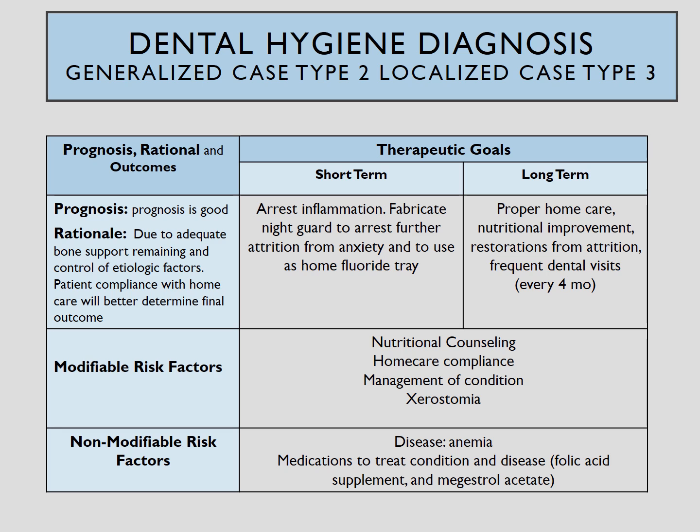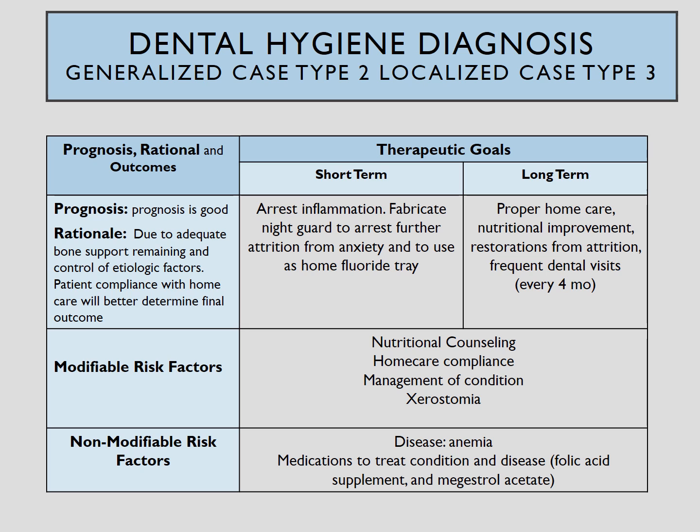Our short-term goal for Brenda is to arrest inflammation. We will fabricate a night guard to arrest further attrition from anxiety and to use as a home fluoride tray. Our long-term therapeutic goal is for proper home care to be set in place, nutritional improvement, restorations from attrition, and frequent dental visits about every 4 months.